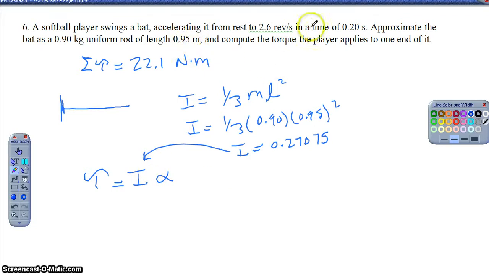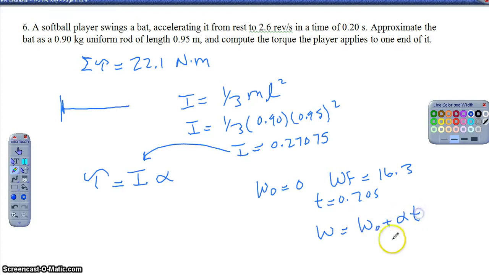So all I have to do is a little bit of kinematics to find my angular acceleration, right? Starting at rest, I know my initial angular velocity is 0. My final angular velocity is 2.6 revolutions per second, but I do want that in terms of radians per second. So I'm going to multiply that by 2 pi. That gives me about 16.3. And then the time obviously being 0.20 seconds. Then if I use my angular velocity as a function of acceleration and time, I find my acceleration to be about 81.7, and I can plug that in here along with the moment of inertia, and that's where we should get 22.1 Newton meters of torque.